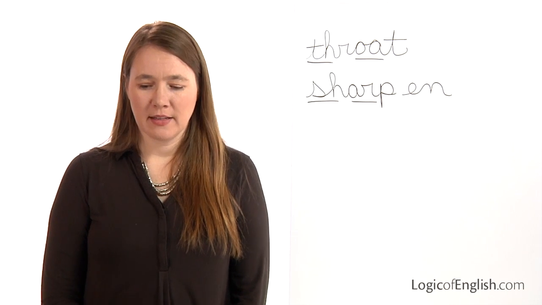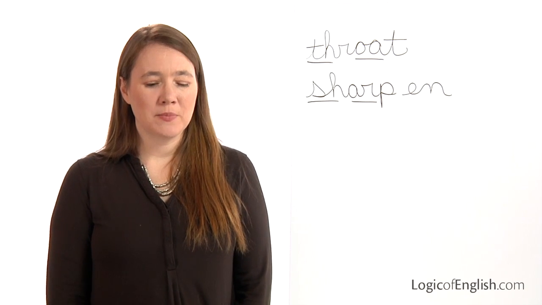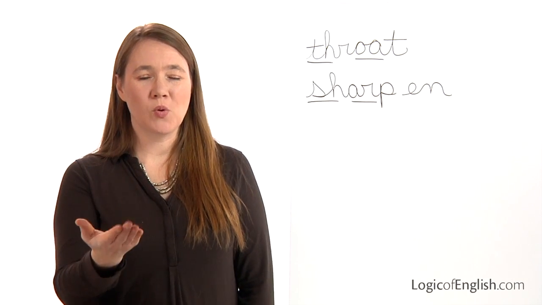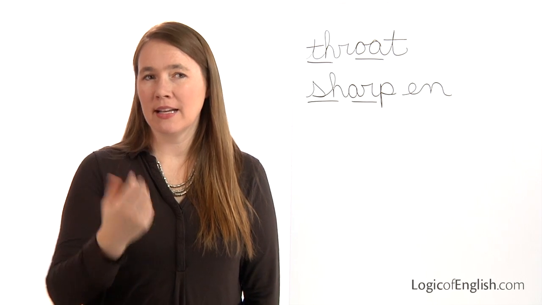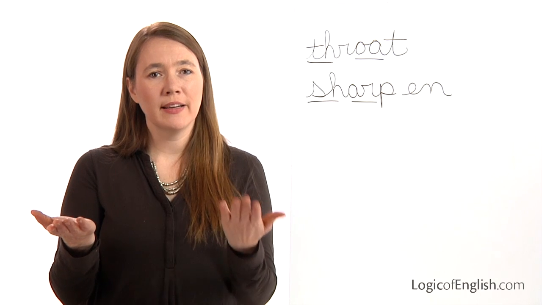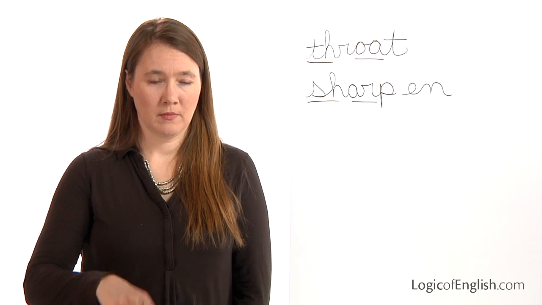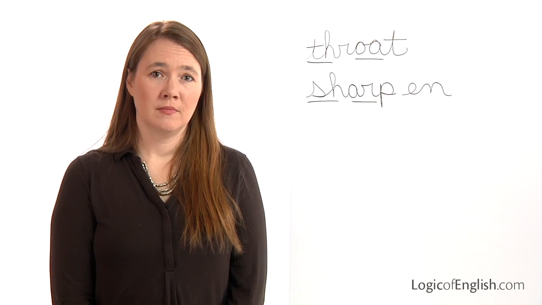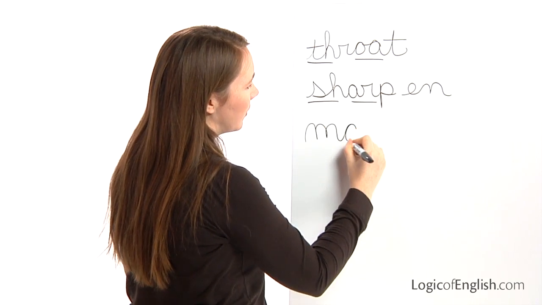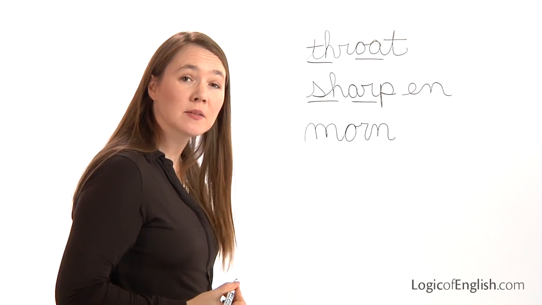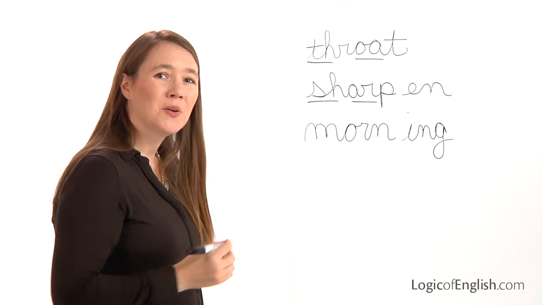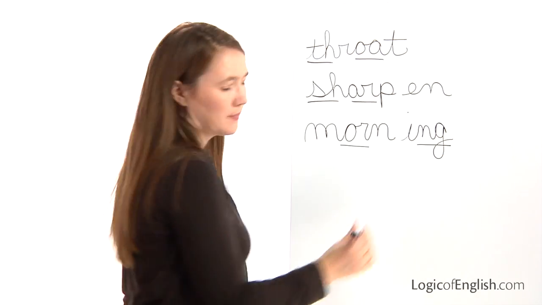The next word is morning. It is still dark in the morning when we wake up. How many syllables in morning? 2. The first syllable is morn, or n. The second syllable is ing, ing. Go ahead and write morning. And now help me to write it. The first syllable is morn, or n. And the second syllable is ing, ing. And how will we mark it? We'll underline the or and the ng.